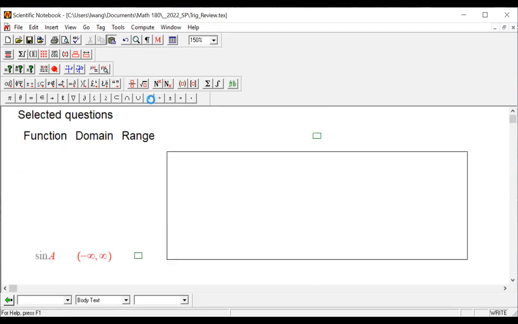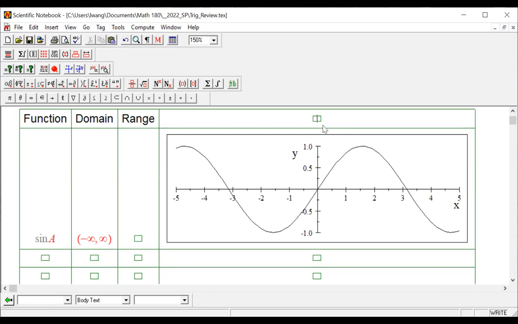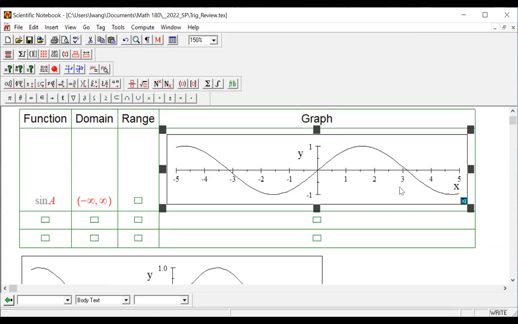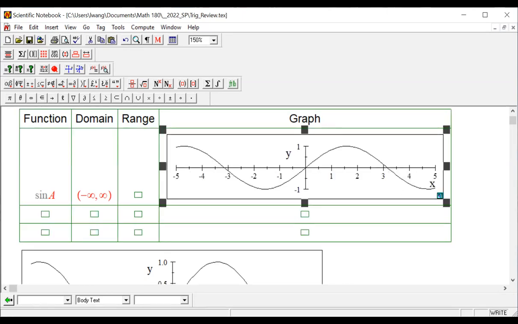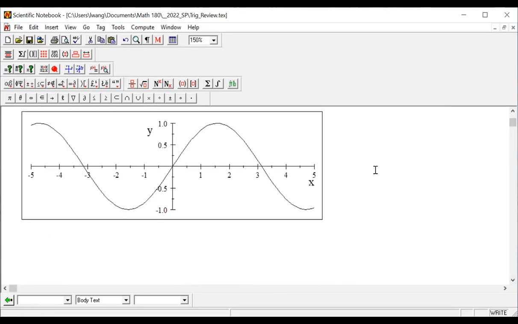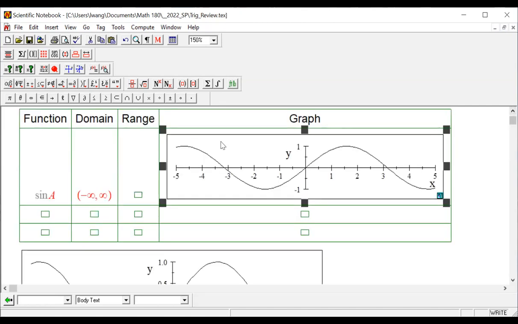So the graph is here. The graph tells us that the graph goes in both directions. If you draw arbitrarily any vertical line, you're going to cross the curve somewhere, right? So that's why the domain is all real numbers, and the range is between -1 and +1, because the entire curve is bouncing between -1 and +1.